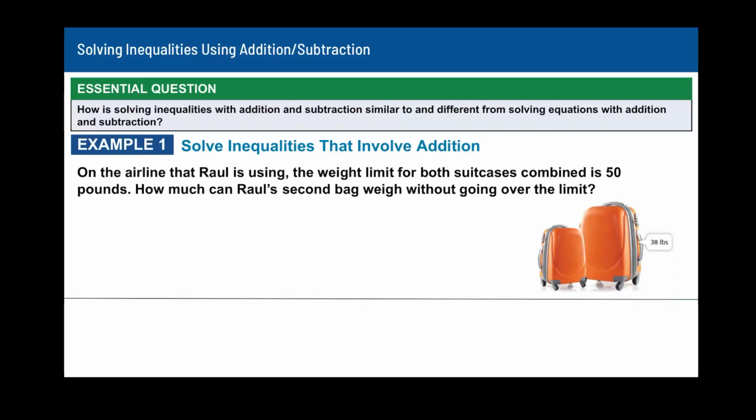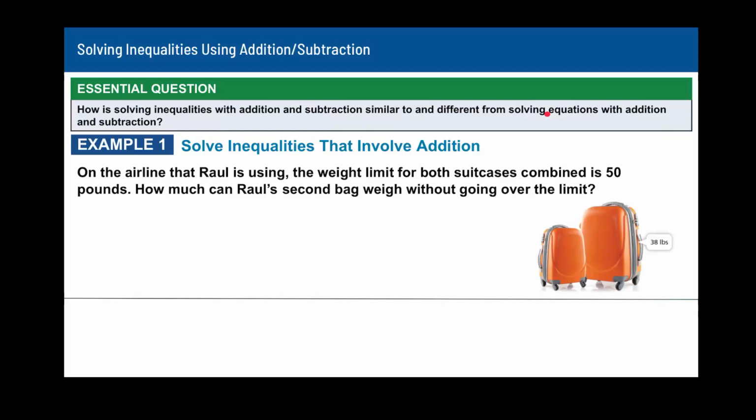So here we have our essential question. This is something you should be writing down. How is solving inequalities with addition and subtraction similar to and different from solving equations with addition and subtraction? So how is solving inequalities similar to or different from solving equations? Let's take a look at this example.